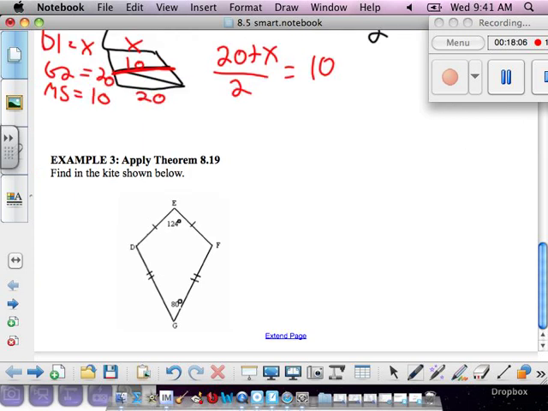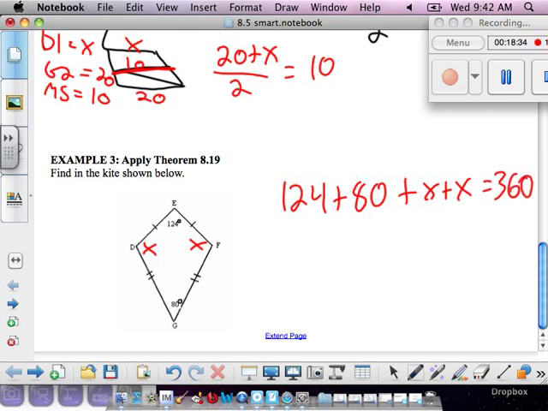Kites. If I'm given these two angles are 124 and 80, what do I know about angle D and F? They are congruent. They are both x. So how am I going to figure out what x is? It's 4 sides, so I know what about it? It equals 360. 124 plus 80 plus x plus x equals 360. 124 plus 80 is 204. X plus x is 2x, so I have combined like terms.